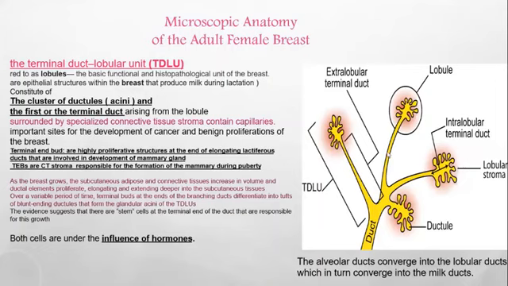And as we mentioned before, this is the factory of milk production. And if you note here, this lobule is surrounded by this color, representing a specialized type of connective tissue stroma containing capillaries. All this has significance regarding breast pathology.